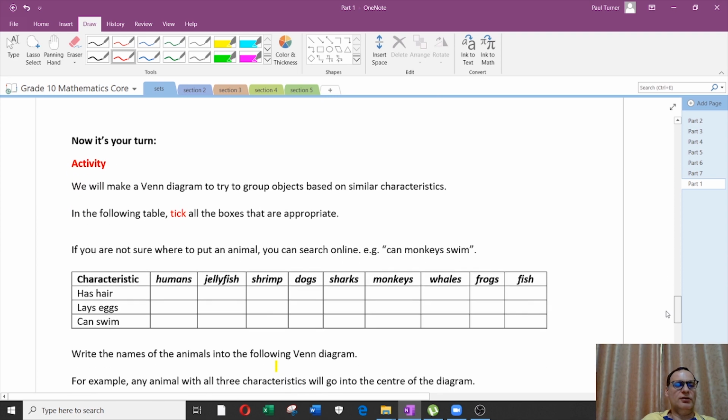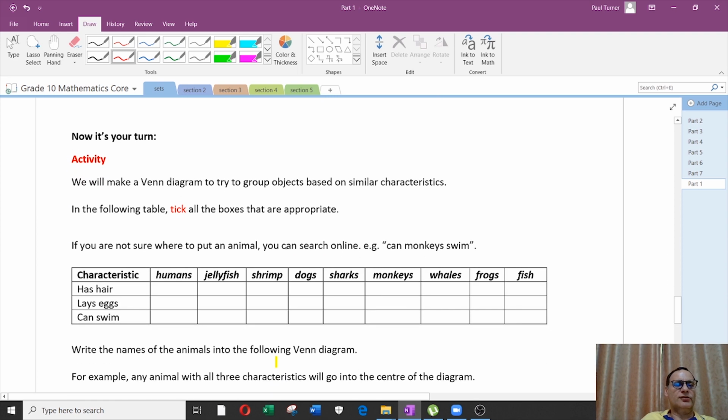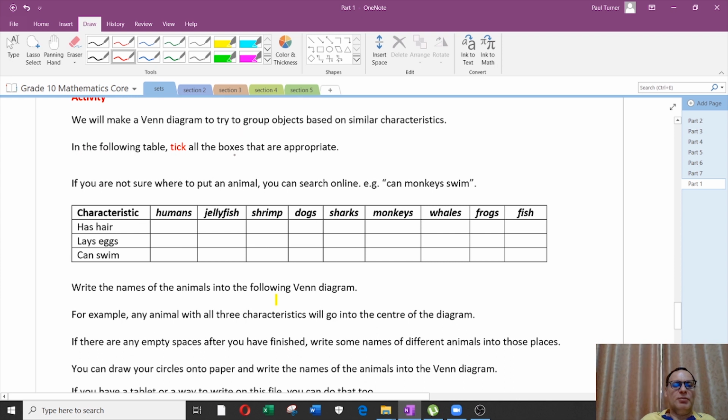Now what you need to do is to make a Venn diagram and try to group the animals based on their similar characteristics. So I'll start you off. We tick the boxes that are appropriate. So if you're not sure where to put an animal, you can search online. So if you don't know if monkeys can swim or not, you can go and search that online. You might be surprised what you find.